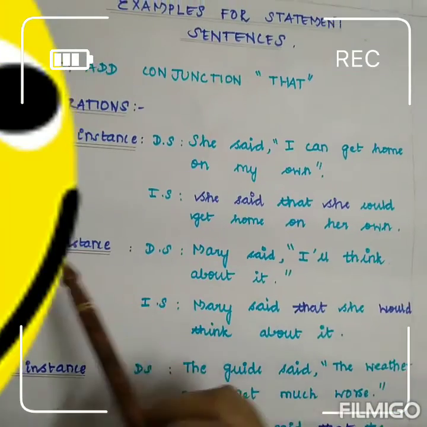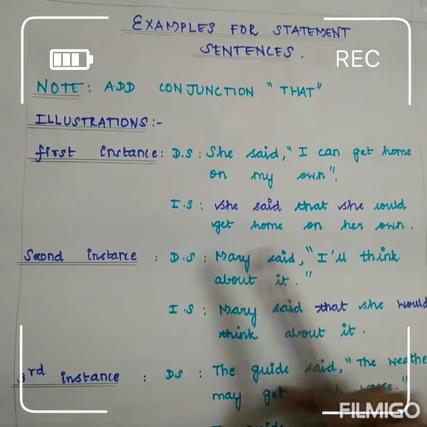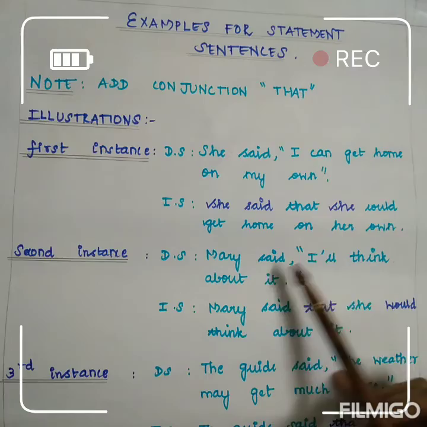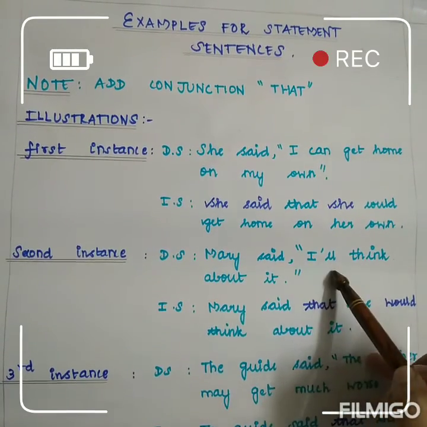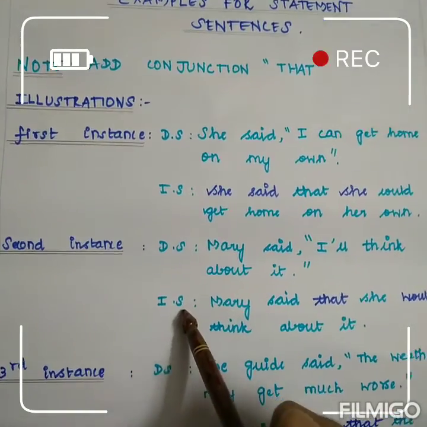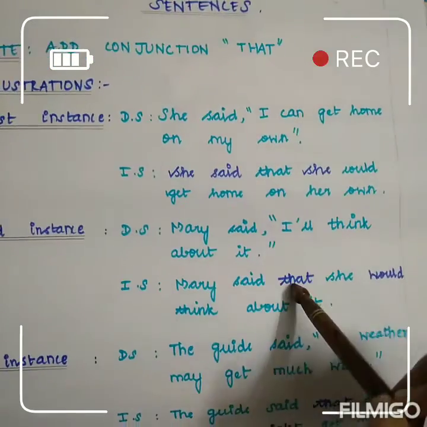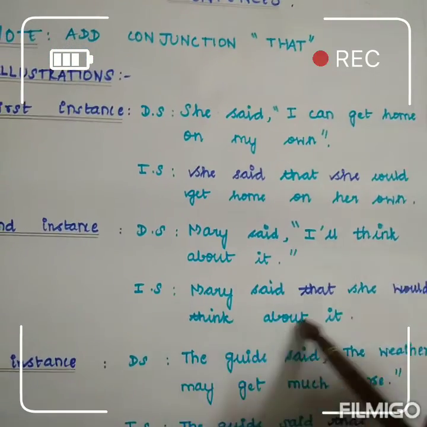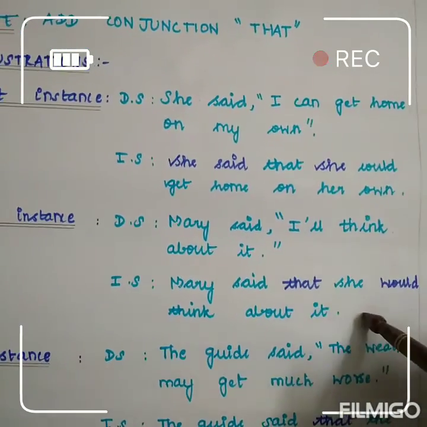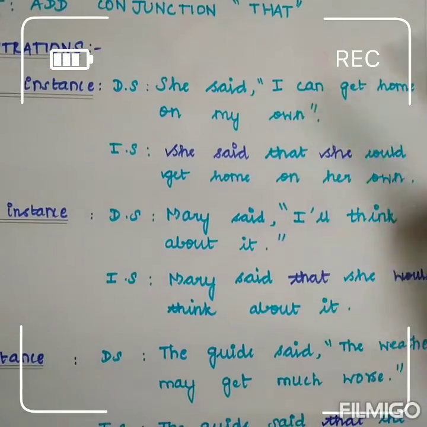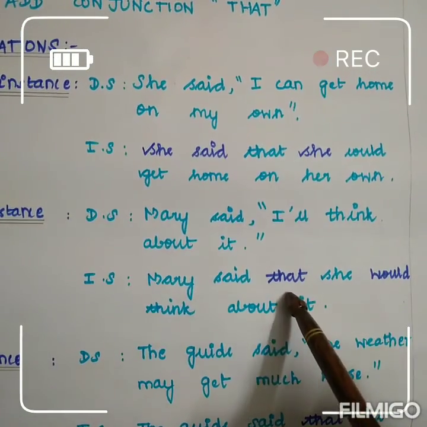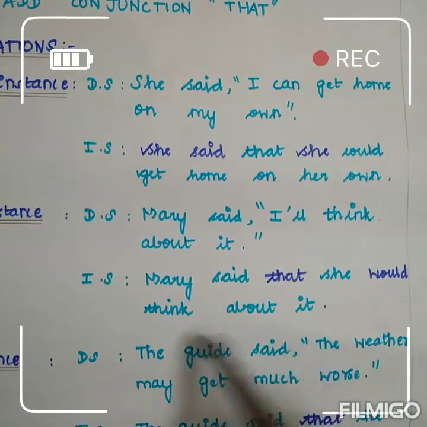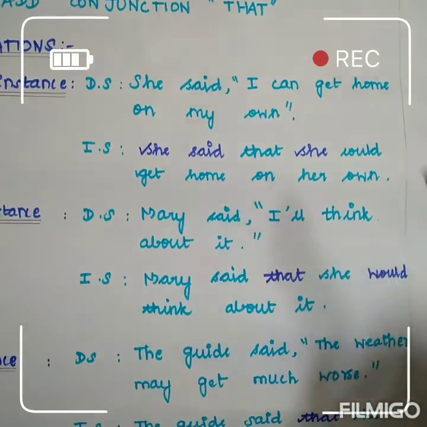Let's get into the second instance. Direct speech: Mary said, "I will think about it." And your indirect speech for this is: Mary said that she would think about it. Same method, because here will is given and here we are adding would. The word that is also added and the quotation mark is removed, and present tense is made as past tense here.